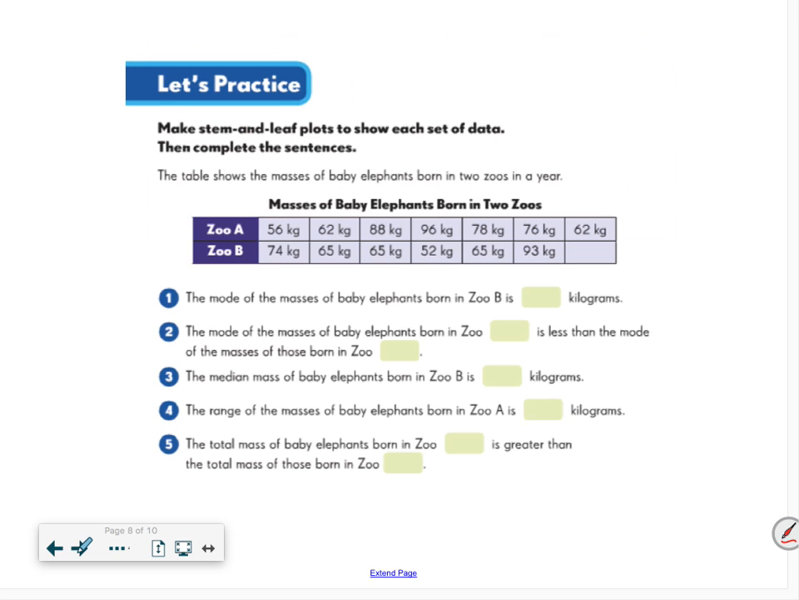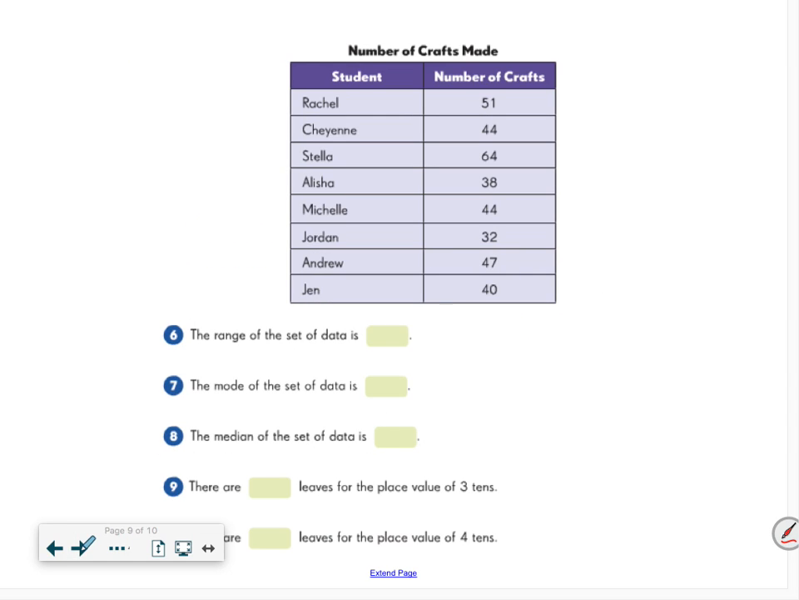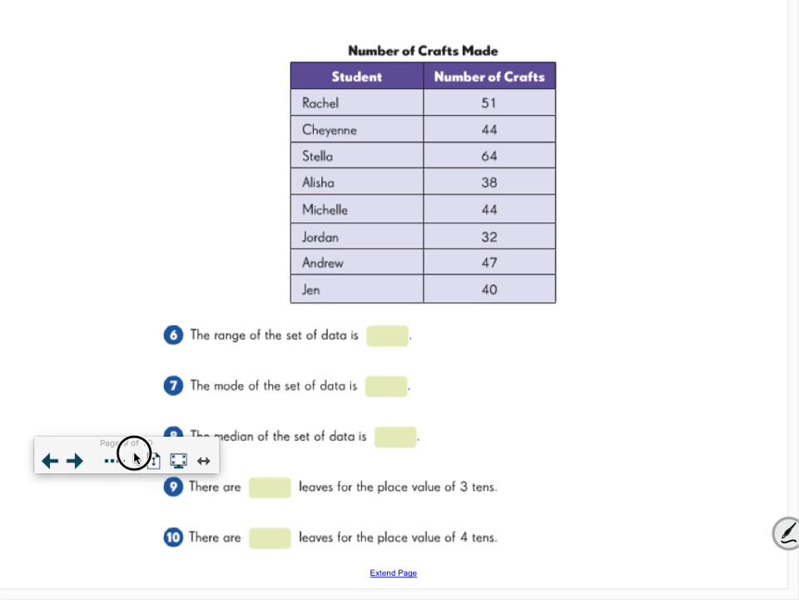I want you right now to practice on your own. So pause the video, see if you can figure out these problems to see if you understand stem and leaf, and then press play when you're ready. This is the number of crafts made by each student. So here are my kids. Here's a number of crafts. This is just practicing range, median, and mode.